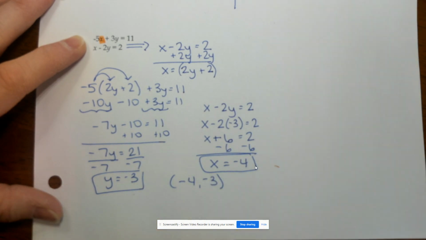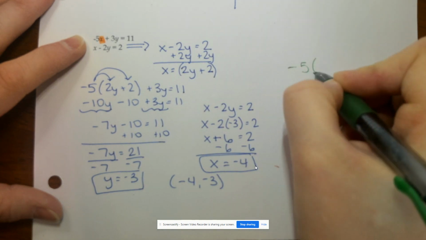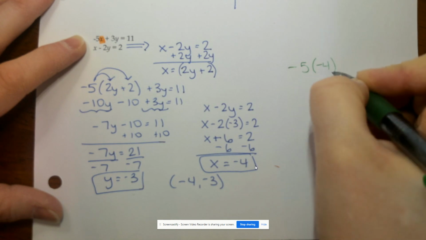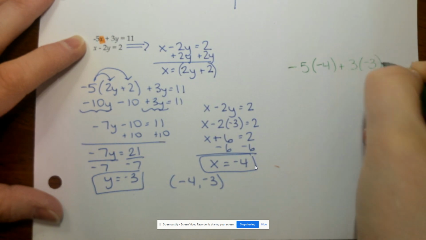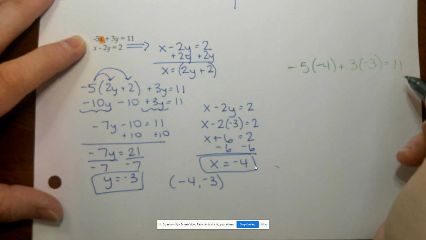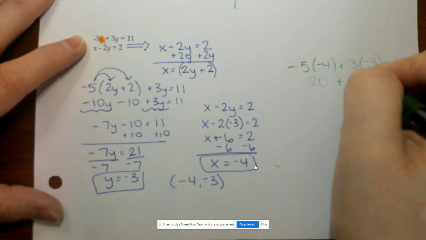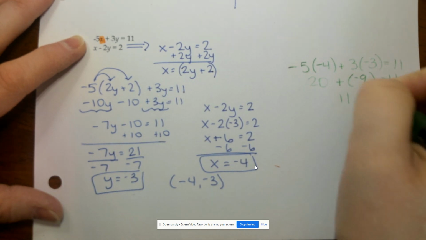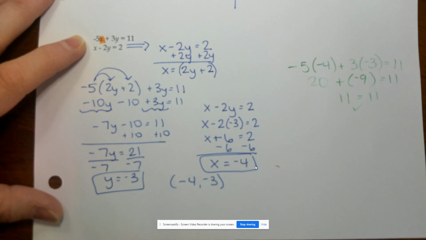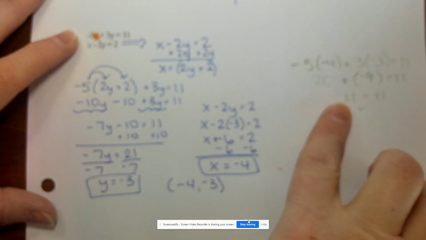Now, don't forget, you can go back and substitute to double check your answer at any time. So I could go back in, negative 5 times negative 4, that was my x value, plus 3 times negative 3, which was my y value, equals 11, to see if it works. So negative 5 times negative 4 is 20, plus 3 times negative 3 is negative 9, and 20 plus negative 9 is in fact 11. I can always double check my solution in the system of equations to see if it works. And in this case, it did.